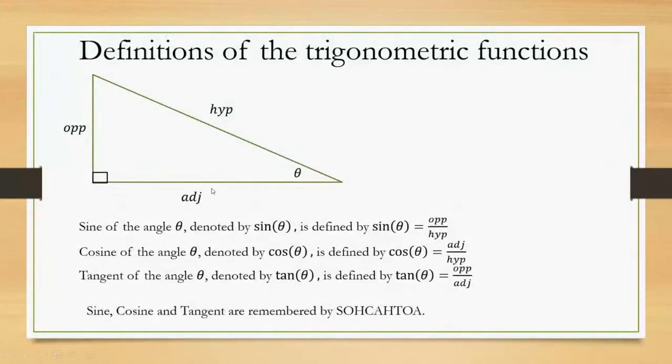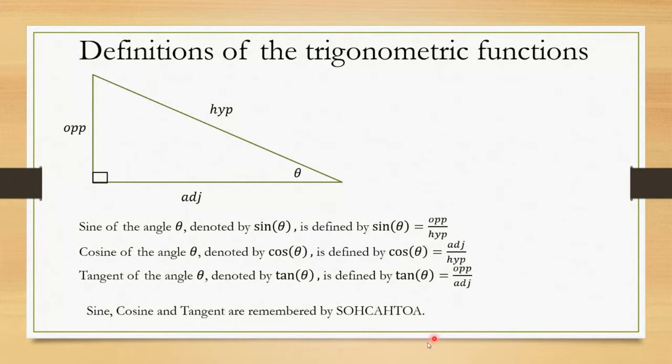Cosine of theta is the length of the adjacent side divided by the length of the hypotenuse. That's what this is indicating. Tangent of theta is the length of the opposite side divided by the length of the adjacent side. Again, I'm assuming theta is here. You could have theta up here, but then these two notations would interchange. But that's what the trig functions are.